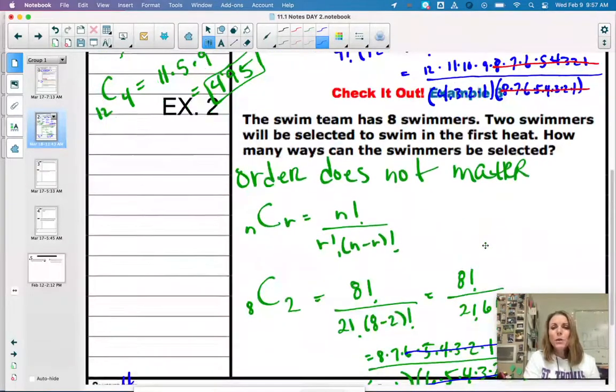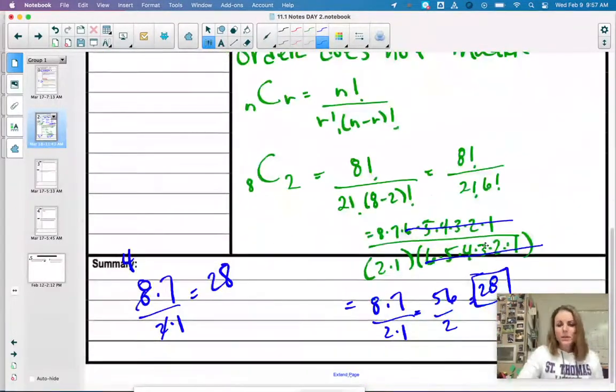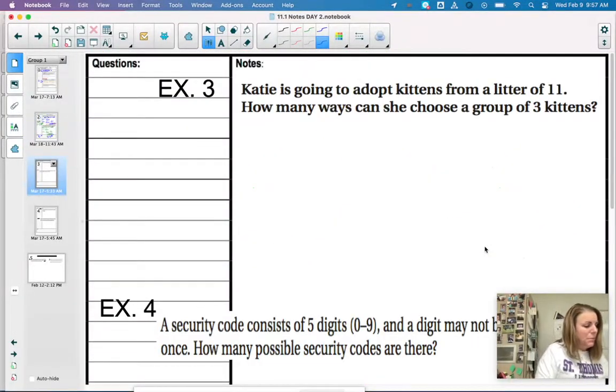So there are 28 ways that the swimmers can be selected to swim in the first heat. All right. Example 3. Kate is going to adopt kittens from a litter of 11. How many ways can she choose a group of 3 kittens?